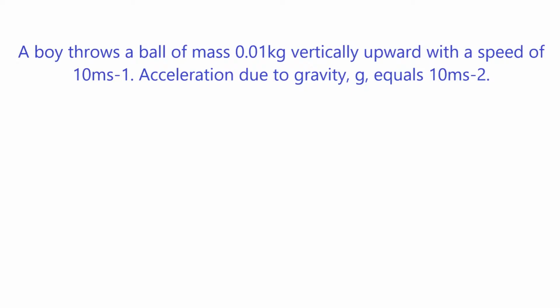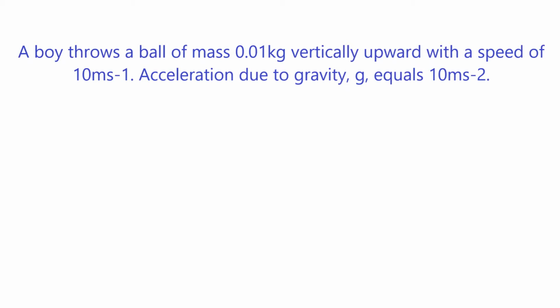A boy throws a ball of mass 0.01 kilogram vertically upward with a speed of 10 ms^-1. Acceleration due to gravity g equals 10 ms^-2. And that's the basic question before you get into all the parts. Now, what you're going to look at is what they give you. In another question, I'll show you how you do it all at once.